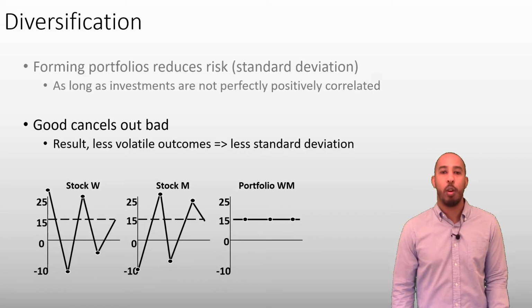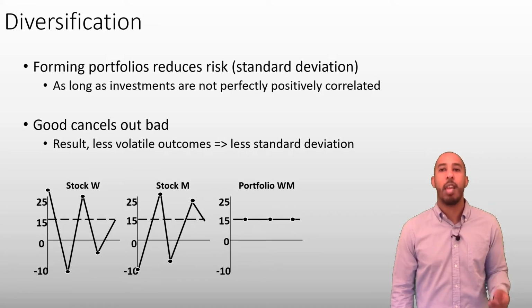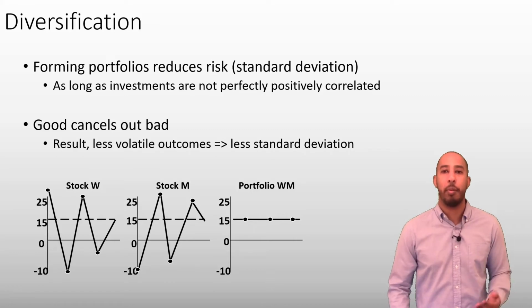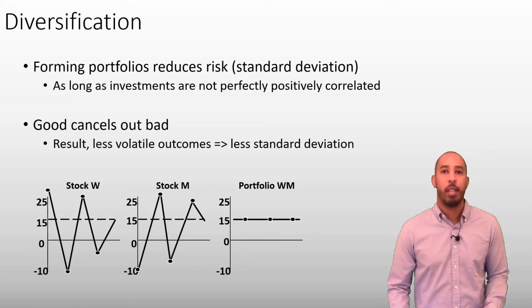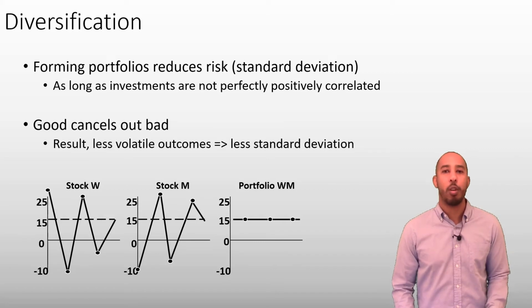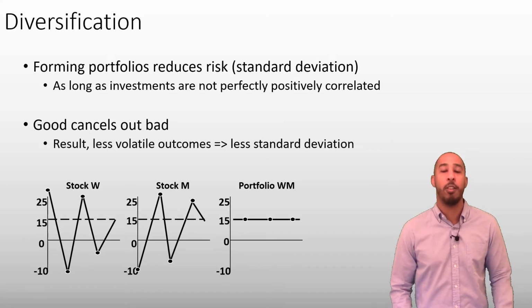And that's what happened with our Merck IBM portfolio. Some months when Merck was down, IBM was up. So the good cancels out the bad. Forming portfolios gives you the benefit of reducing risk. As long as the investments don't have perfect positive correlation, adding more stocks to the portfolio will reduce the portfolio standard deviation.